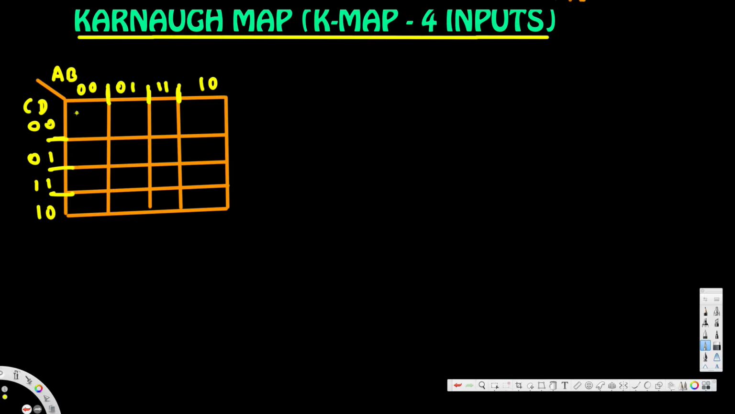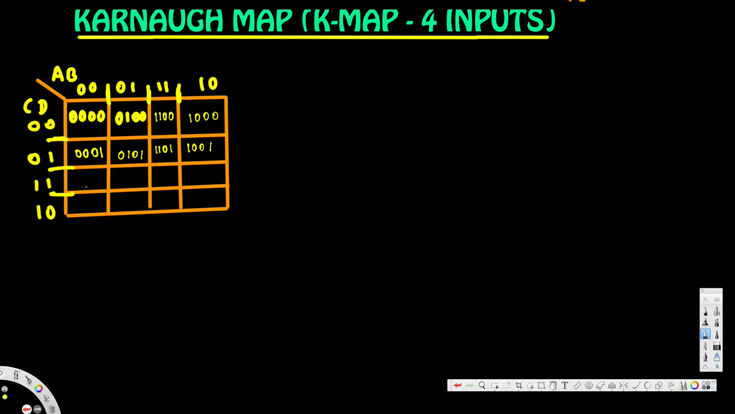So if we put the order, this is going to be what? 0 0 0 0, 0 1 0 0, 0 1 0 0, and then let's write this one a little bit smaller. So this is going to be 1 1 0 0, and then 1 0 0 0, and then 0 0 0 1, 0 1 0 1, and then 1 1 0 1, 1 0 0 1.